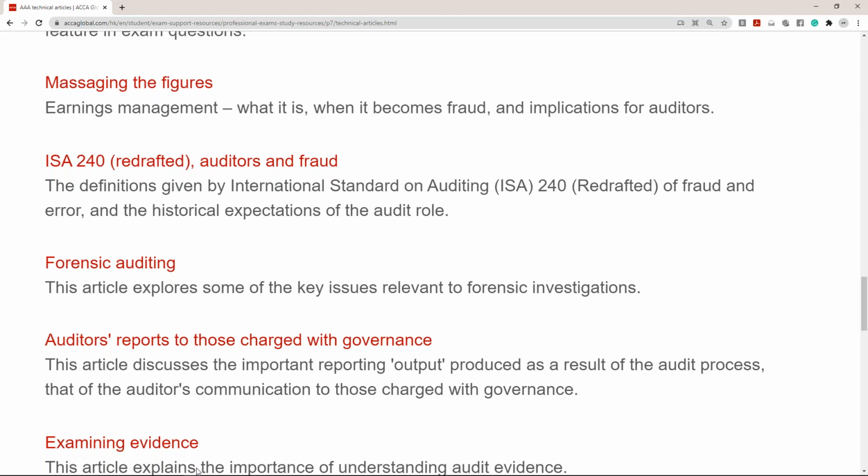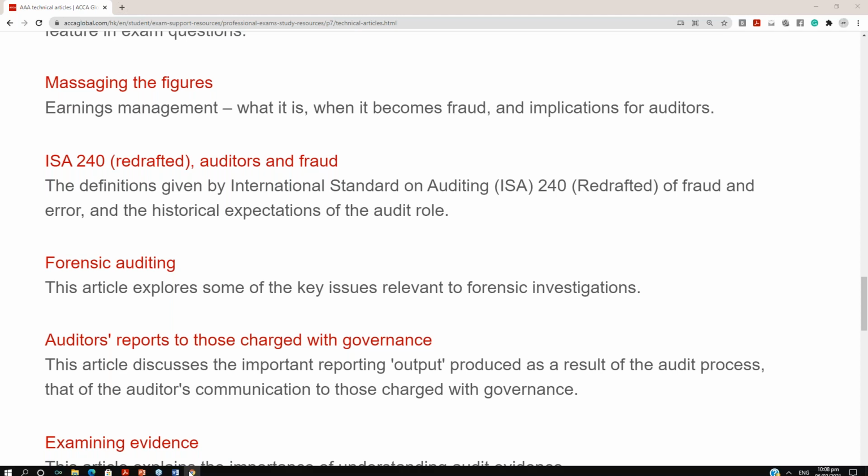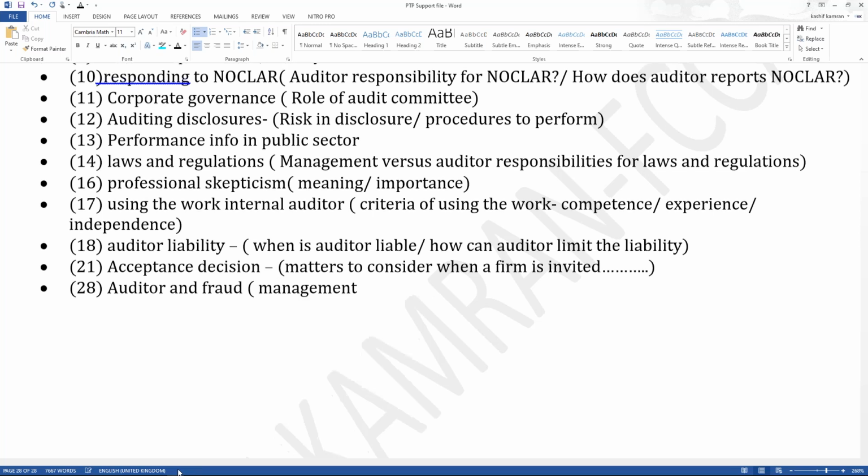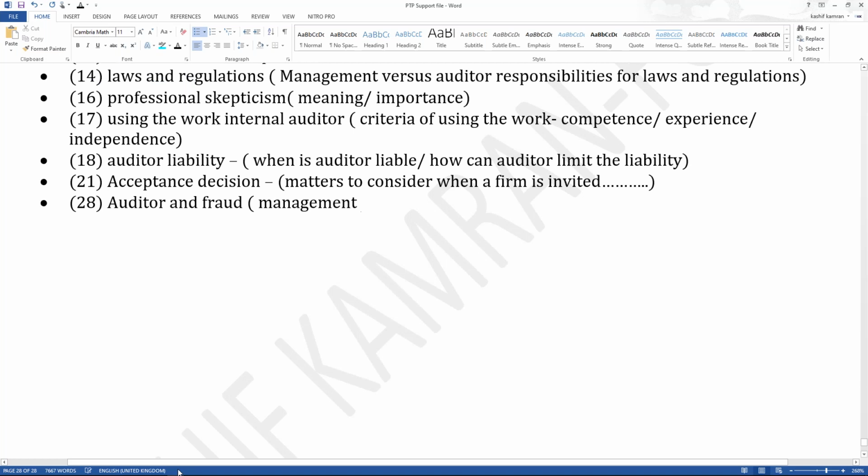You should know the auditor responsibility for fraud. So 28th article, ISA 240, auditor and fraud. So a big jump to 28th. Did we have a question yesterday when we were discussing forensic, that what sort of difficulties the management and auditor will face in detecting fraud? Some sort of those questions, right? Management and auditor responsibility for fraud. So you should know this. 29th article after that.